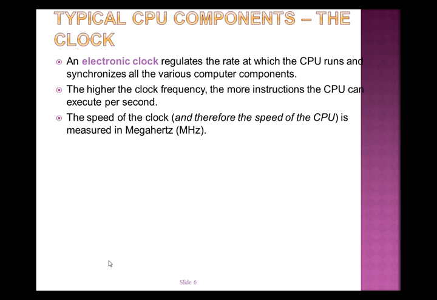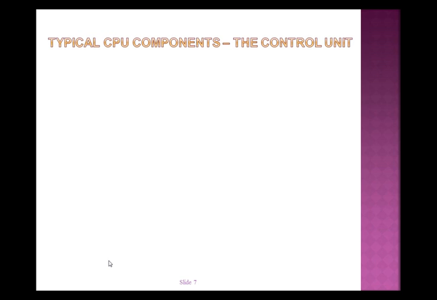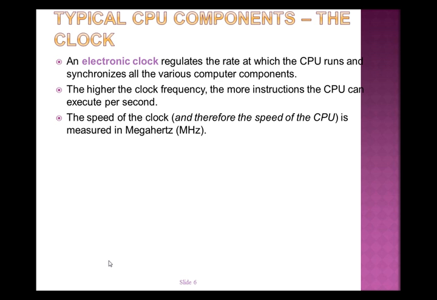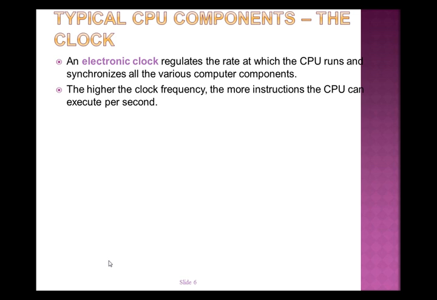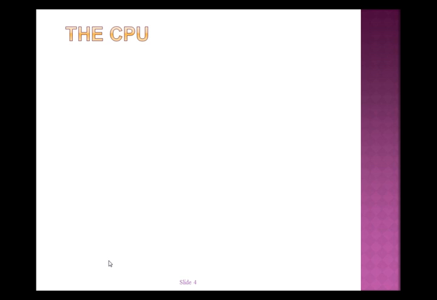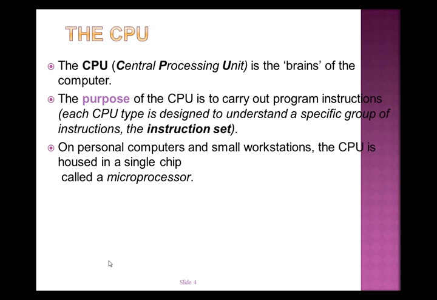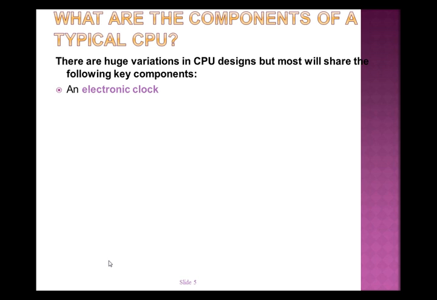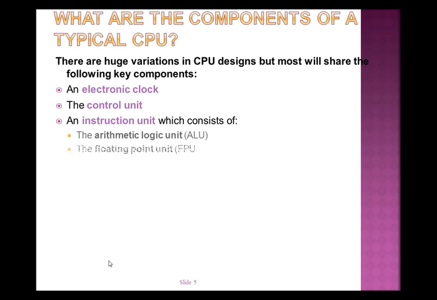So the electronic clock synchronizes, and the CPU runs. The higher the clock frequency, the more instructions the CPU can execute per second, and it is always measured in terms of megahertz. Now, typical CPU components. The next component is your control unit. What are the components? Electronic clock. The next one is the control unit.